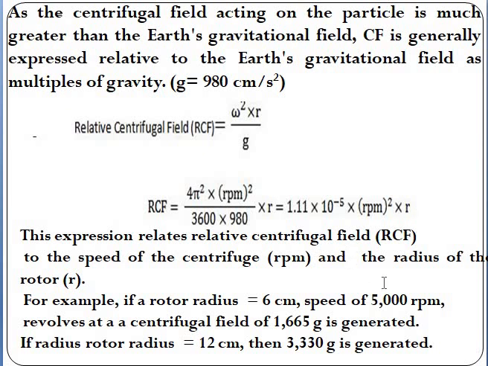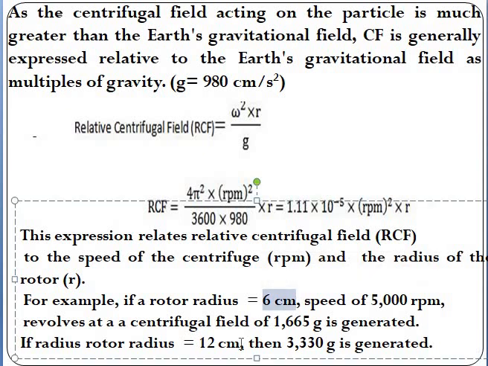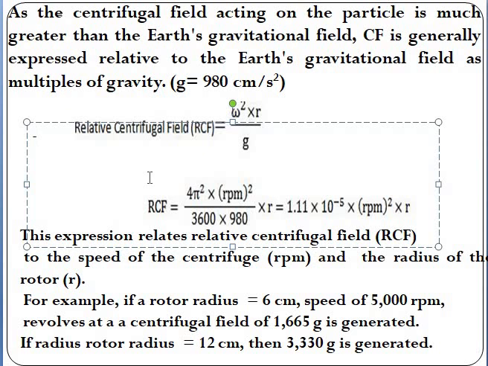For example, consider the simple relation. The rotor radius is 6 centimeter and the machine is spinning at 5000 revolutions per minute. The relative centrifugal force generated is equal to 1665 times G. Suppose we change this 6 centimeter into 12 centimeter, we will see a doubling of the G value in relative centrifugal force. So that means it is directly proportional to R and the square of the revolutions per minute.